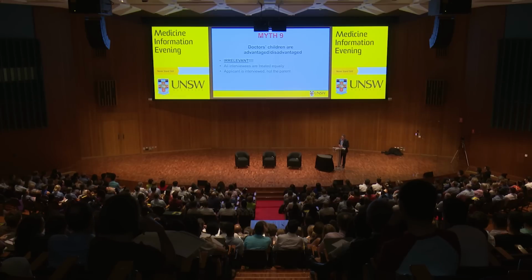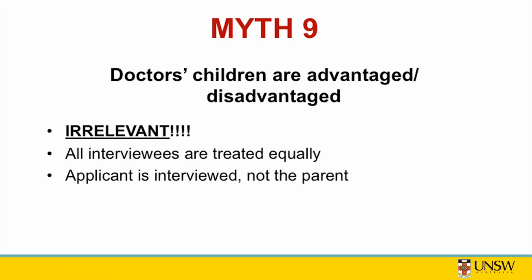Myth 9. It's an incredibly big myth. Doctors' children are advantaged or disadvantaged. Now, when applicants don't get in, I often get parents ringing up saying, oh, I'm the top surgeon in New South Wales and it's all because I'm the top surgeon that my son didn't get in. And then I get other people ringing up saying, well, just around the corner, the top surgeon lives, and my husband's a plumber. We've heard that they're getting in because he's the top surgeon.